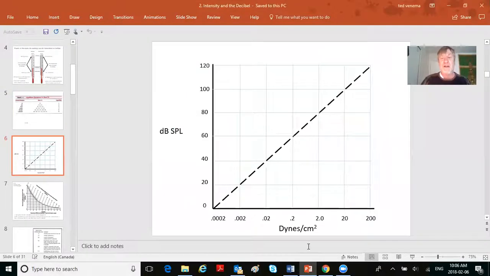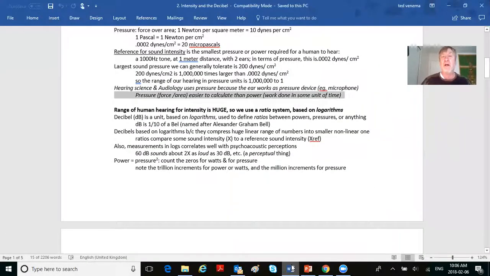Hit escape there, go to our notes and read the bottom of the page. The range of human hearing for intensity is huge, so we use a ratio system based on logarithms. I'm just reading what we said. The decibel is a unit based on logarithms used to define ratios between powers or pressures or anything.